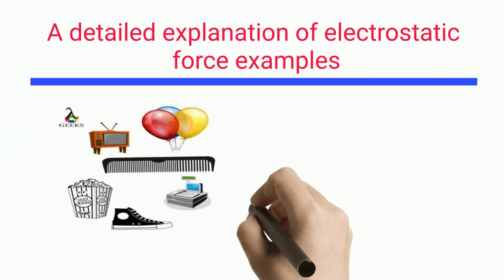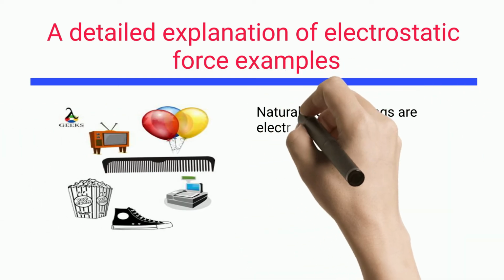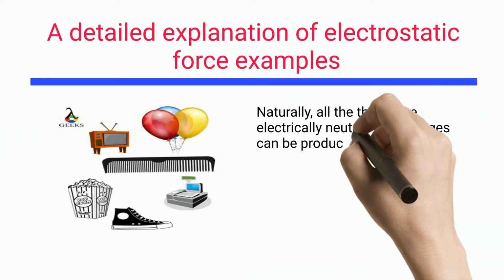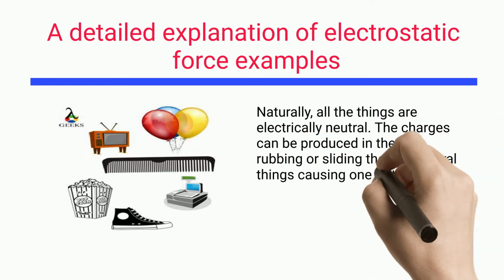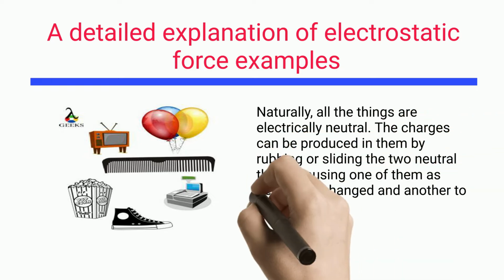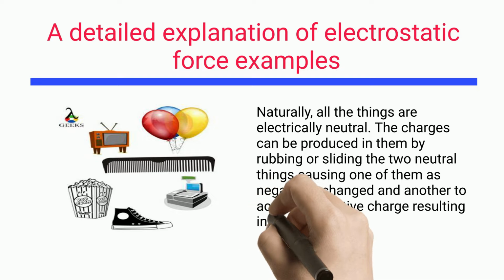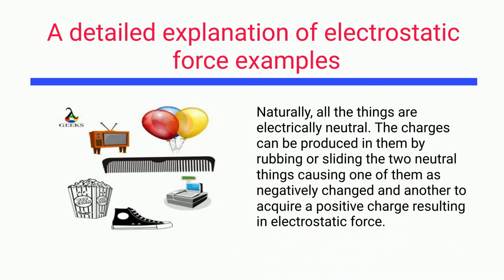A detailed explanation of electrostatic force examples. Naturally, all things are electrically neutral. Charges can be produced in them by rubbing or sliding two neutral things, causing one of them to become negatively charged and the other to acquire a positive charge, resulting in electrostatic force.